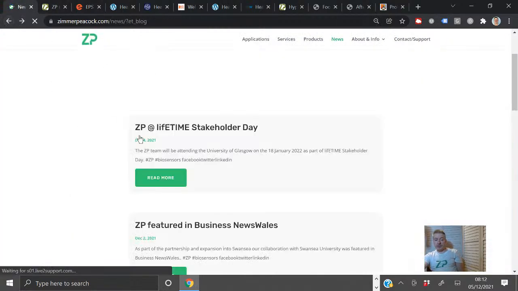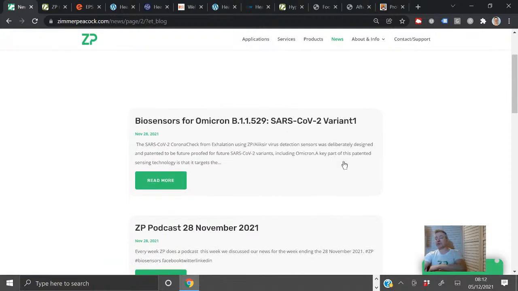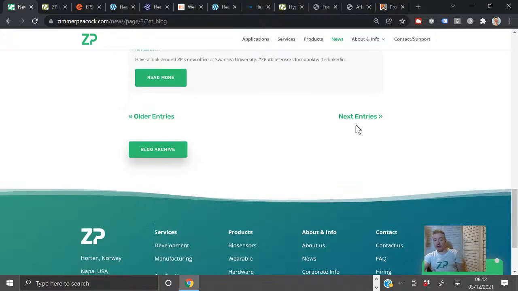So let me just do a quick wrap up or summary for this week. We did put out some news about Omicron. It's an unfortunate thing for the world, but at least the ZP sensor will carry on working with the variant.